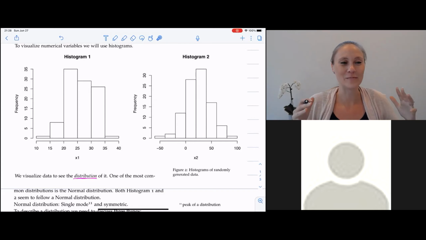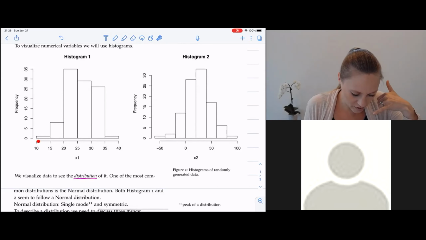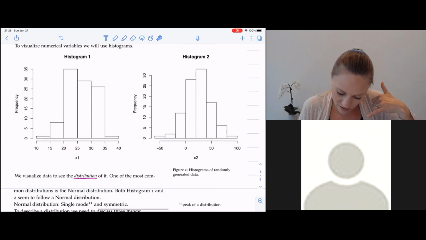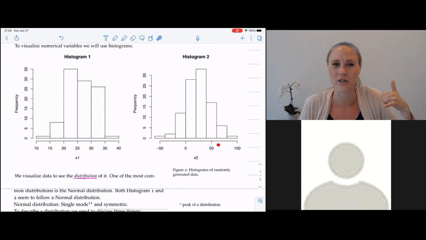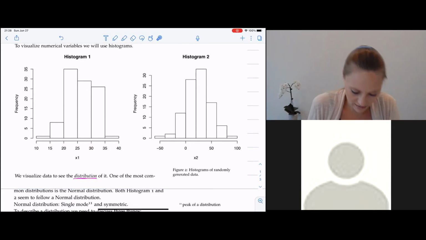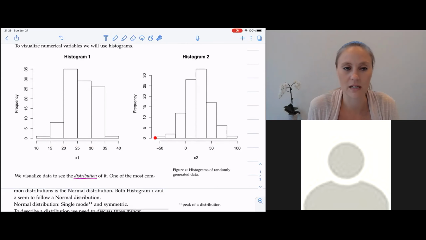talking. And so the spread tells us, it gives us an idea of what we're expecting to see. Oh, so the spread here is between 10 and 40 for histogram 1. But for histogram 2, it looks like it's from like -50 to 100. I just usually use those cutoff points that are visible. You don't have to, like this one, it goes a little bit beyond -50. That's okay. We're just getting rough ideas, right?